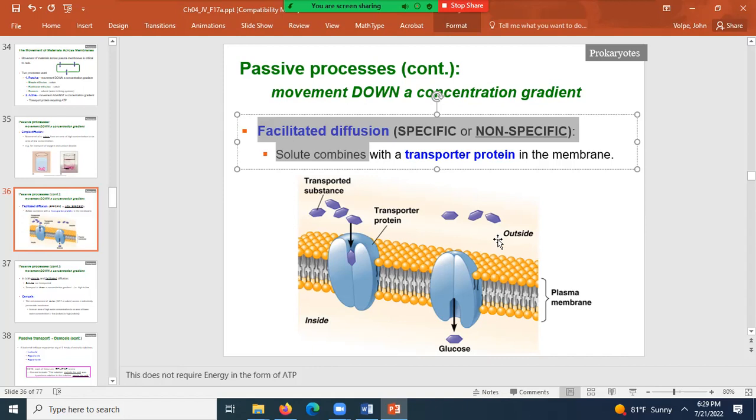But anyways, this picture works for fructose. So I'd prefer you to learn it for fructose. I'm not ever going to quiz you on how glucose is brought into the cell.